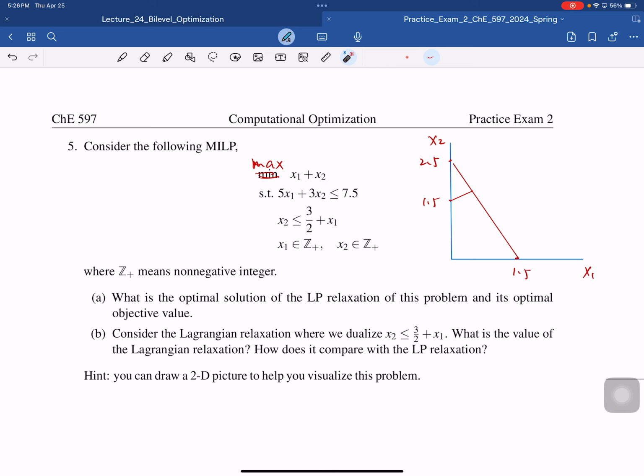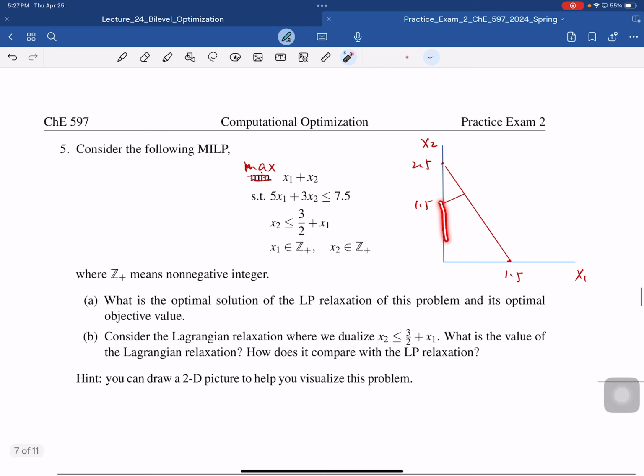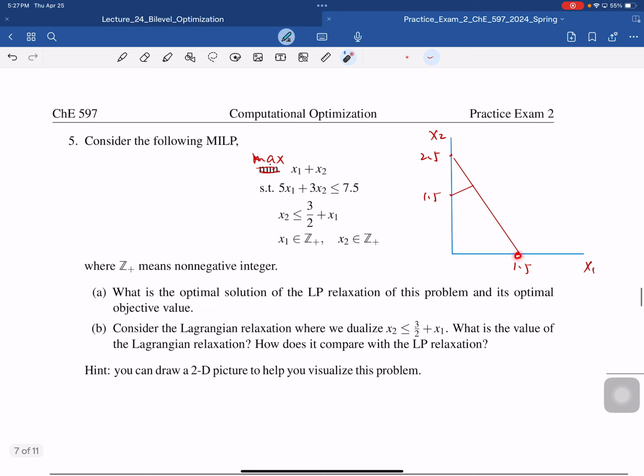And then the optimal solution, I guess it should be this point. You can check all the extreme points to see which one maximizes x1 plus x2. Since we have a maximization, it is probably this point, or this point. You can check which point is larger. I guess it should be this one.